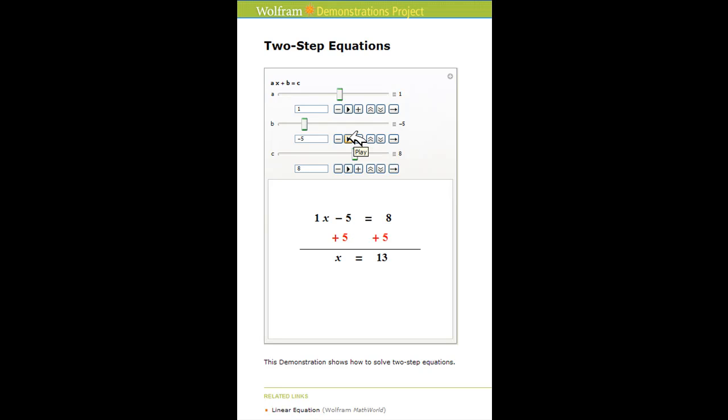So if you have x minus 5 equals 8, you add 5 to both sides. X minus 4, you add 4. X minus 3, you add 3. So you just do the opposite here. So if it's plus 1, you subtract 1 from both sides because you want to undo this. We'll just let it run through once so you can see it.